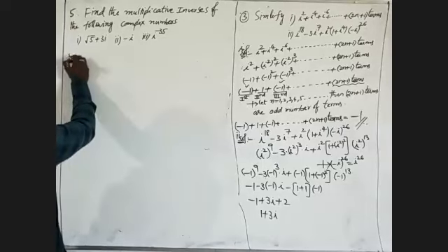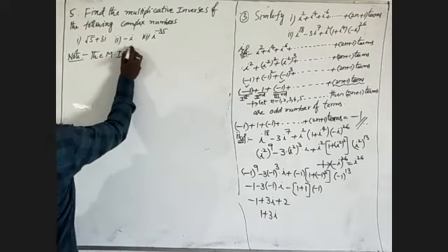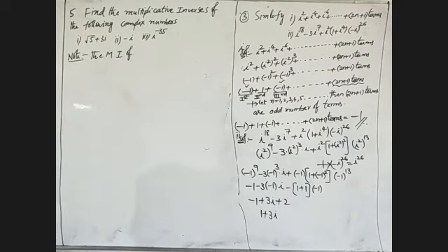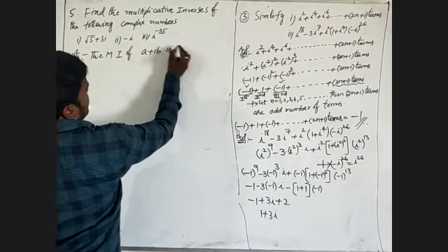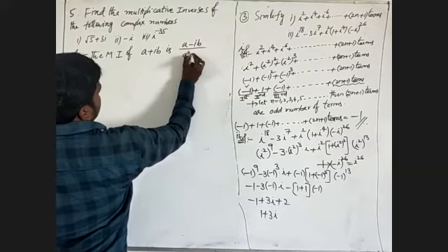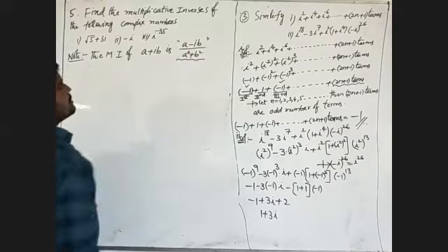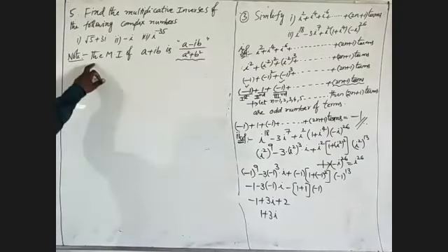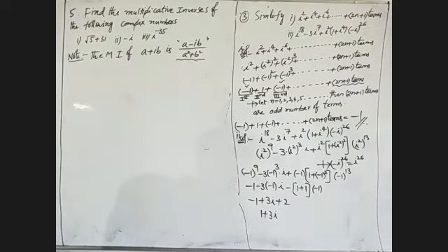I will note this formula. The multiplicative inverse of a plus ib is, what is the formula? a minus ib by a square plus b square. This is the formula for the multiplicative inverse. The multiplicative inverse of a plus ib is a minus ib by a square plus b square.